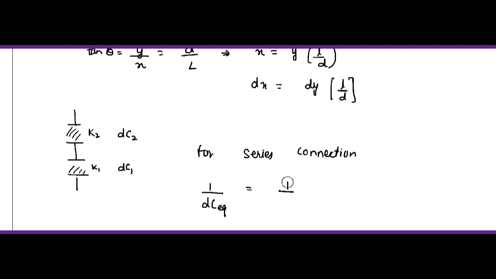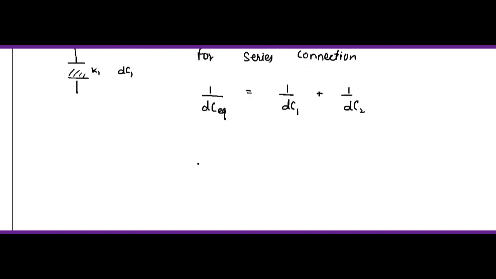Okay, it would be equal to 1 divided by dC1 plus 1 divided by dC2. Now what would be the value of dC1 and dC2? We know C is given by epsilon A divided by d. Now if we have a dielectric, it would be k epsilon A by d.